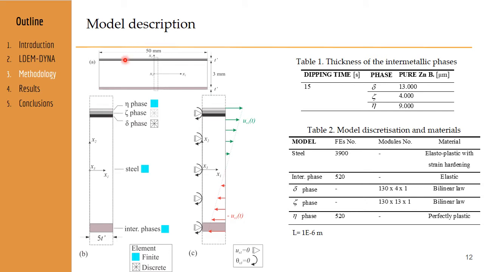Here we have the geometry of the model simulated, and the phases eta, the steel, and the interfaces are simulated in finite elements, and the phases zeta and delta are simulated in discrete elements because in this region it is expected that the fracture occurs. So, here we have the boundary conditions, and Table 1 shows the thickness of each phase formed by a dip time equal to 50 seconds. Table 2 shows the mesh discretization and the materials.